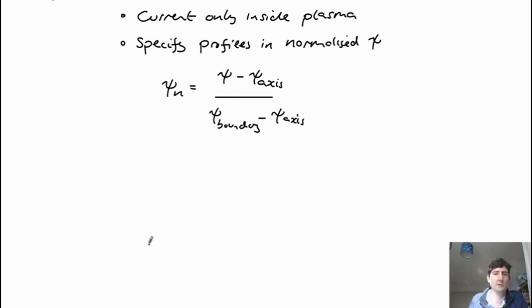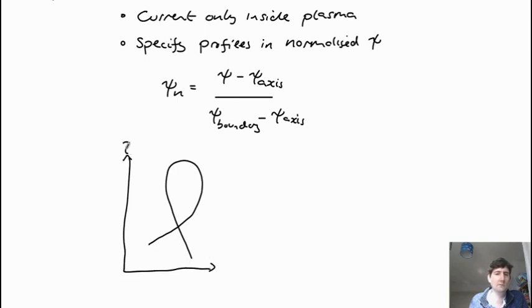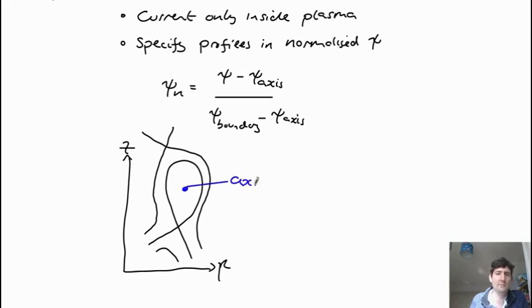So you end up with a 2D map which contains something like this. Say it's R and Z. We may have x points, but they may not be exactly where we specified. We may have additional x points. So typically there'll be another x point up here, for example. And what we're looking for is an O point. This is the center of the plasma, this is the axis. And we're also looking for the x points. So this is an x point here. That's an x point.